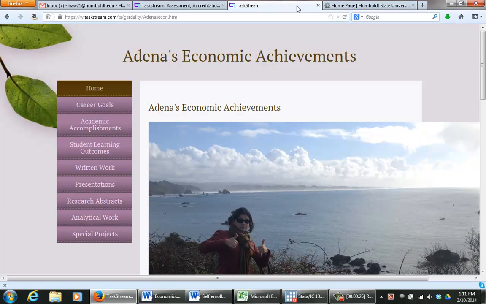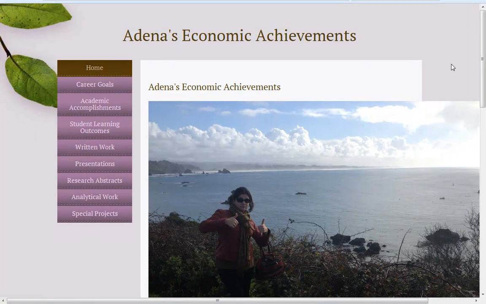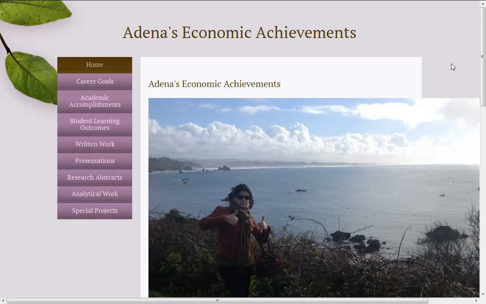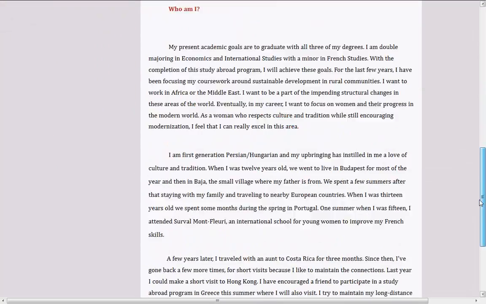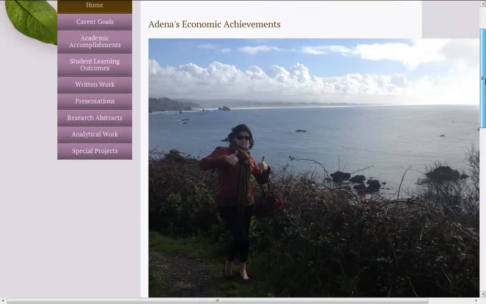And I'm going to show you an example of an ePortfolio so you can have a better idea of what we're talking about. This is Adina's Econ portfolio that she created during her capstone course. And you can see that the home page is just a general information page. It has a nice picture of her and some general information on who she is.